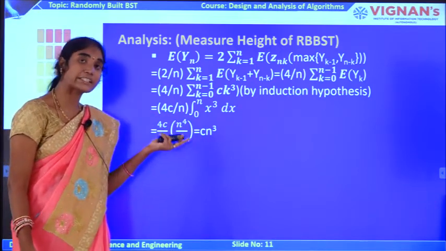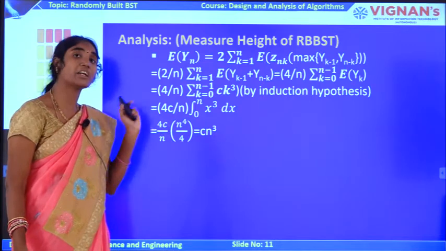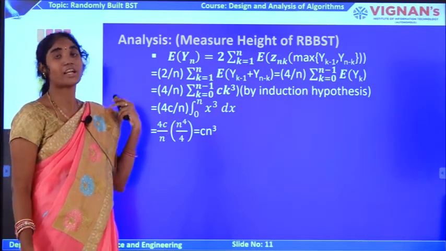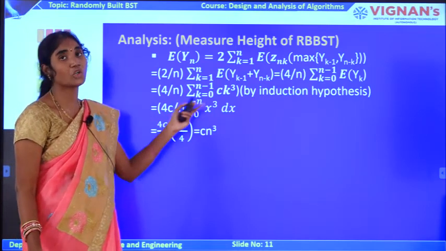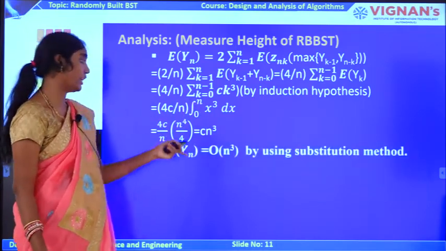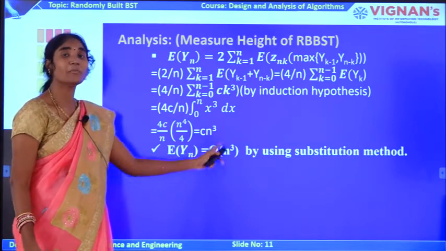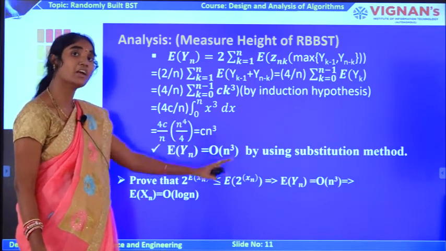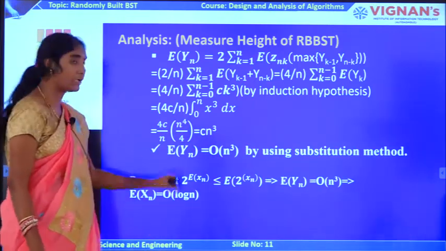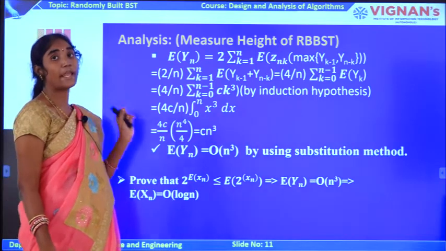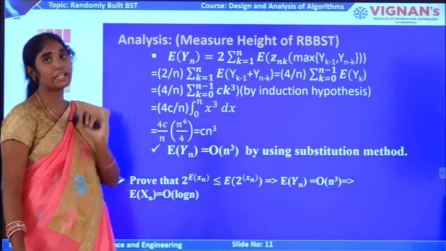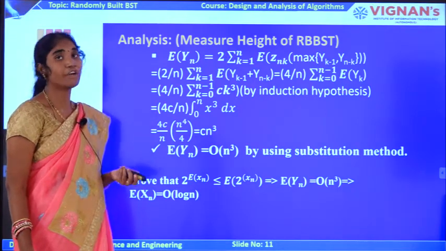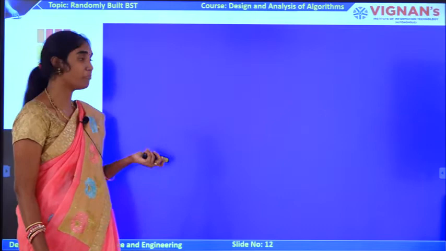As I said previously, Yn is the expected height of an RBST. That expected height of the RBST I am going to showcase as big O of n cube. So c n cube can be written as big O of n cube, so E of yn is equal to big O of n cube. Finally I can say that this is equal to big O of log n. So the expected height of an RBST, that is a randomly built binary search tree, is equal to big O of log n. This is how we have proved it.